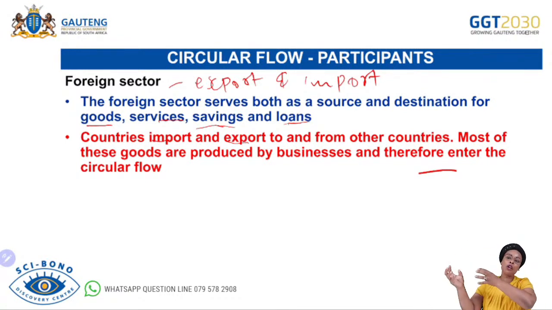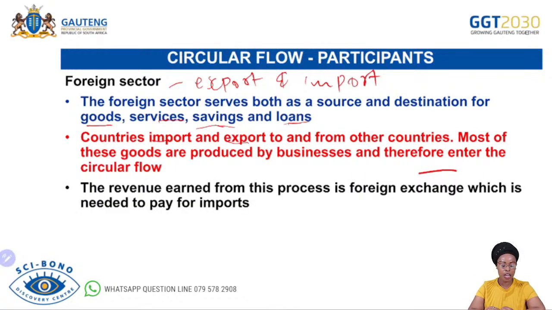Foreign firms can produce and sell to our country. That's another interaction. So the revenue from this process is called foreign exchange. If we're selling goods to foreign countries, when they pay, South Africa will receive foreign exchange. Same thing when we pay for imports, the foreign country will receive foreign exchange from us. So if we export to other countries, the foreign exchange that we receive can be used to purchase imports.